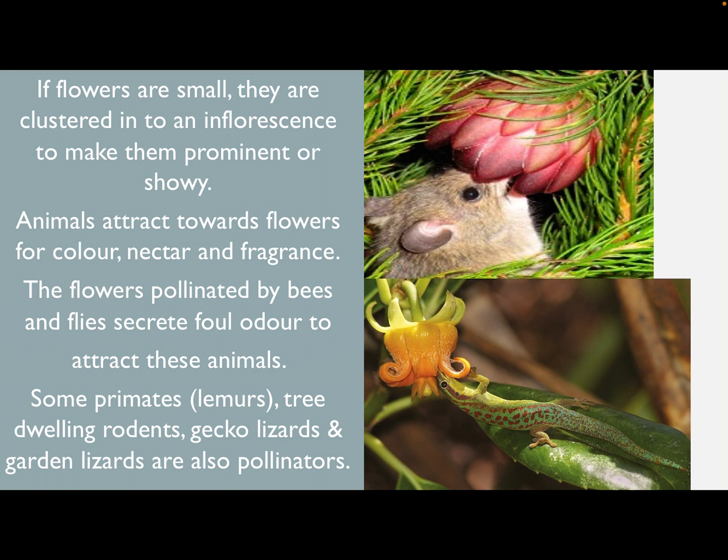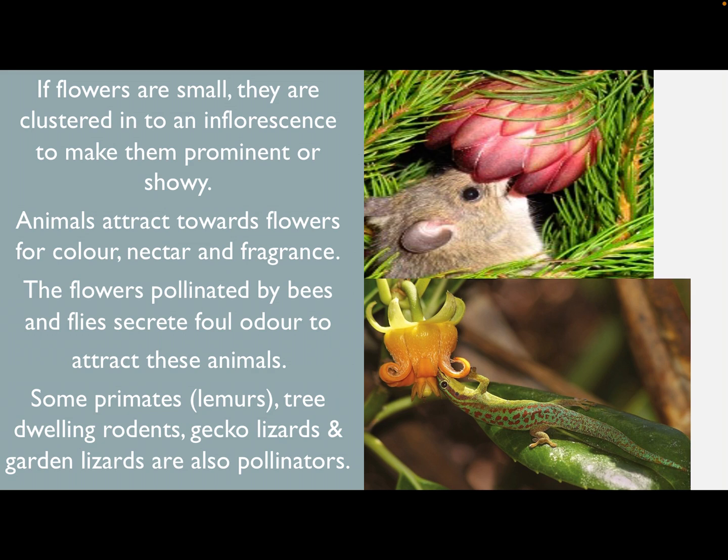If flowers are small, they are clustered into an inflorescence to make them prominent or showy. Some flowers are very small, so many flowers aggregate at one place and form a big cluster or inflorescence. You have seen in many plants there is a bunch of flowers at one place where flowers are very small. So they can be seen from very far. If any insect is coming, they can see them and come towards them. That's why they are showy. They make themselves showy.